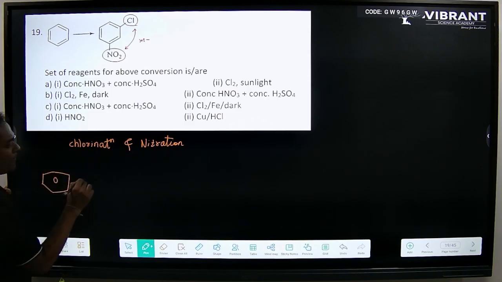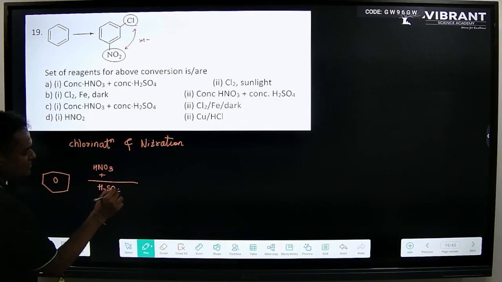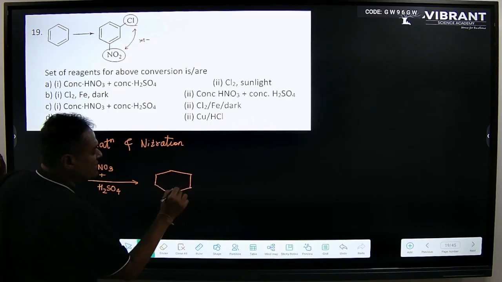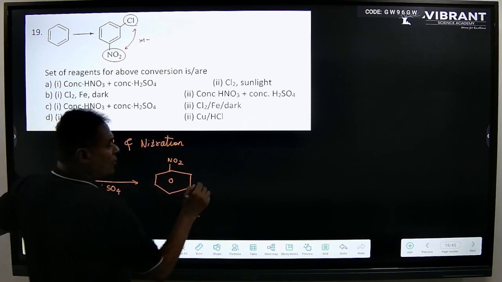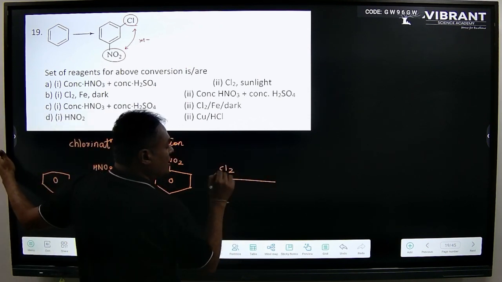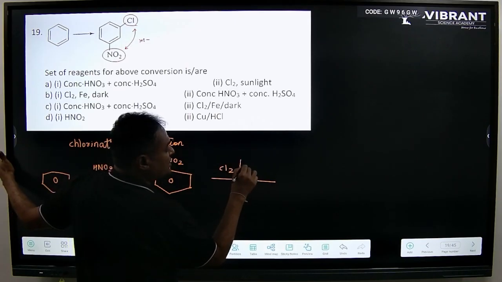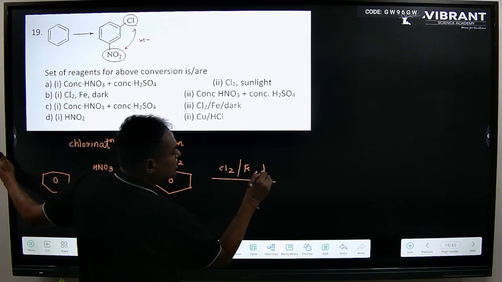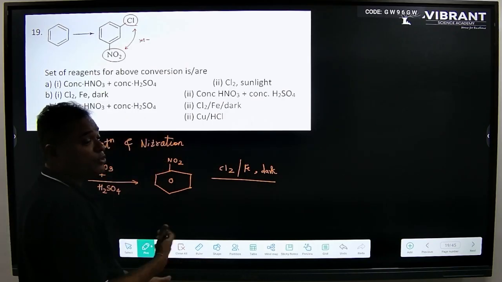Take benzene and treat it with concentrated nitric acid along with sulfuric acid. The product obtained in this case will be nitrobenzene. It is a very common reaction, nitration. This compound on further treatment with chlorine. To carry out electrophilic substitution of chlorine, you have to use Fe in dark condition, because in sunlight it will undergo addition, whereas we have to carry out substitution.